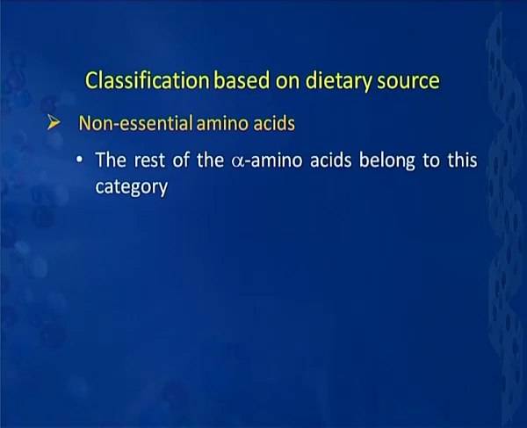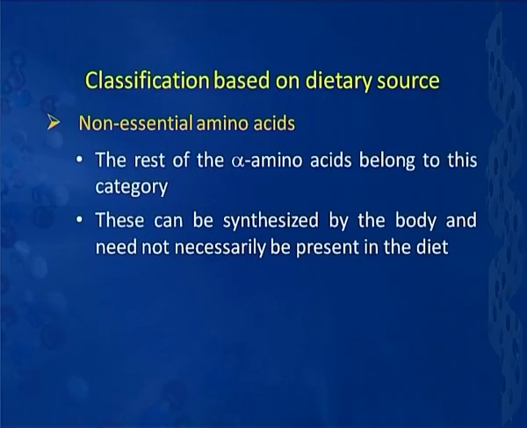The third class is basically non-essential amino acids. They are the rest of them; we listed about 8 plus 2 plus another 2, so there are 12. So, the rest of them, 8 of them, belong to this category, and they are called non-essential amino acids. What it means is that they can be synthesized in the body and need not necessarily be present in the diet, but that does not mean that they should not be there. If they are there, fine.